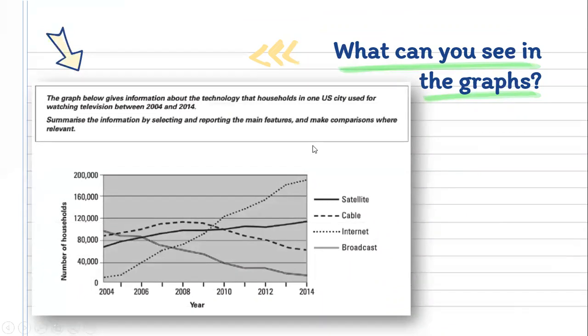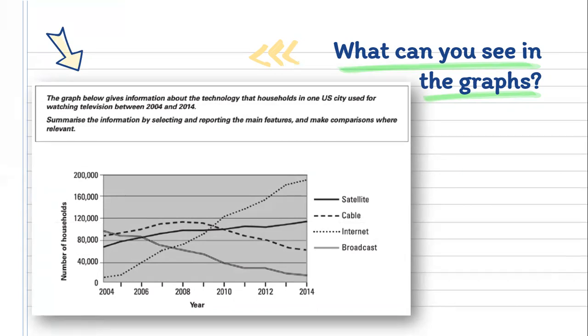I can see that the graph is about the technology that households in a US city use for watching television between 2004 and 2014. And it gives information about, and what type of graph it is.